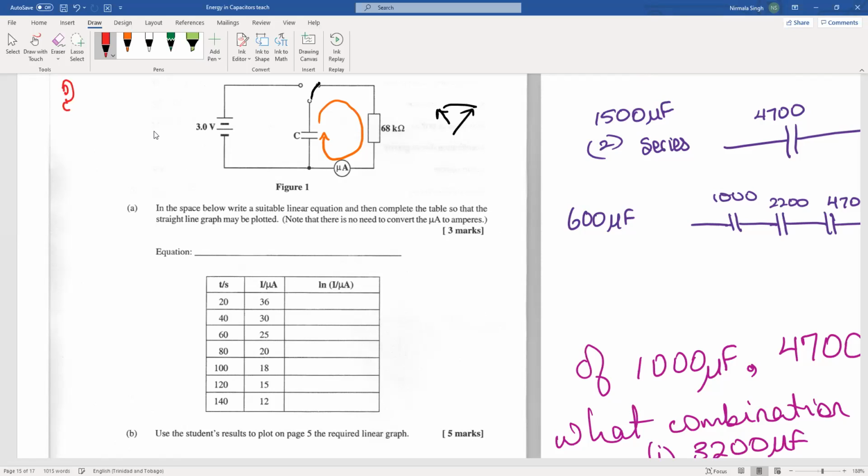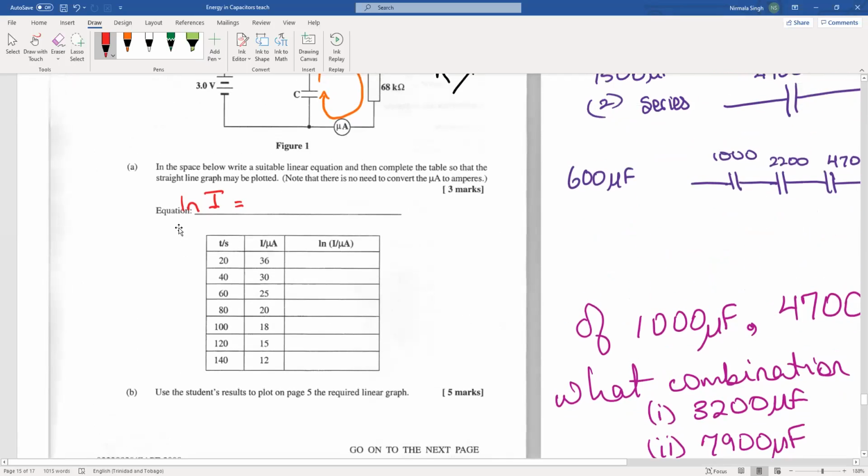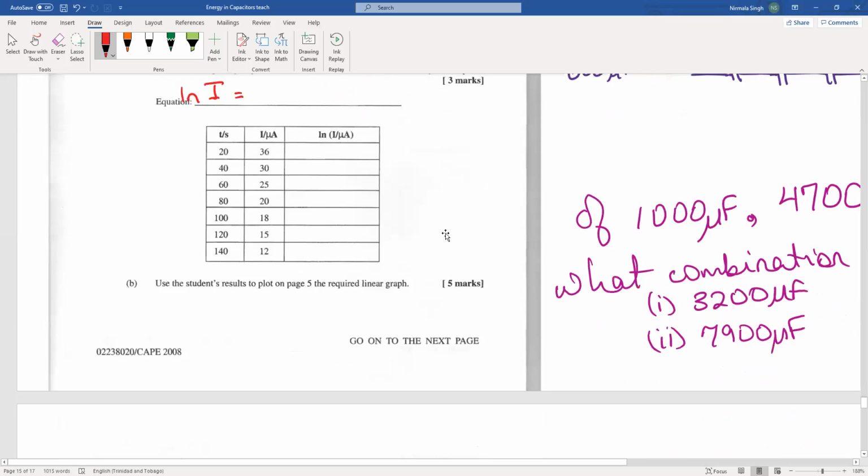So you're going to put your equation of ln I is equal to whatever plus whatever. You're going to plot a graph of ln I versus t, and you're going to find your curve, and from your curve, just plot your curve. No, plot your straight line, I mean, and you're going to get your graph.